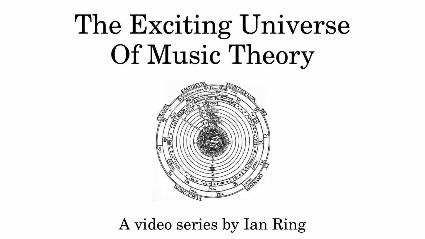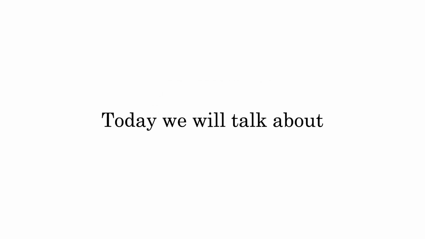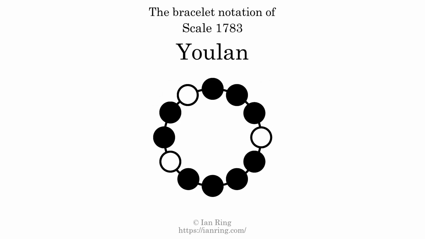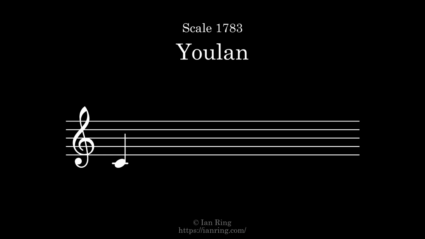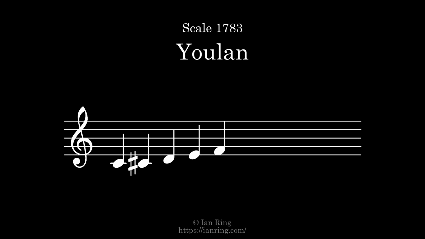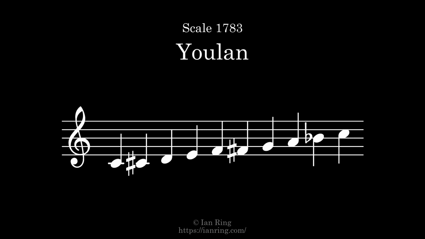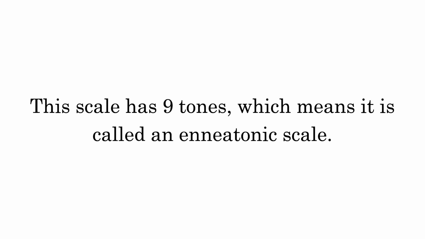Welcome to the exciting universe of music theory. Are you ready to learn? Then let's begin. Today we will talk about Scale 1783, Youlan, which sounds like this. This scale has 9 tones, which means it is called an enneatonic scale.